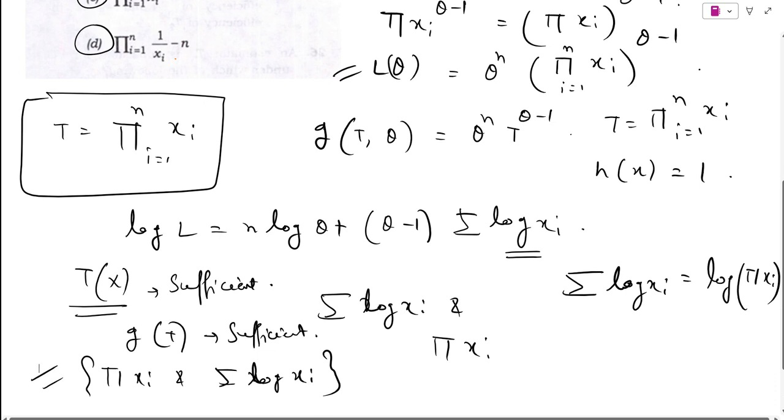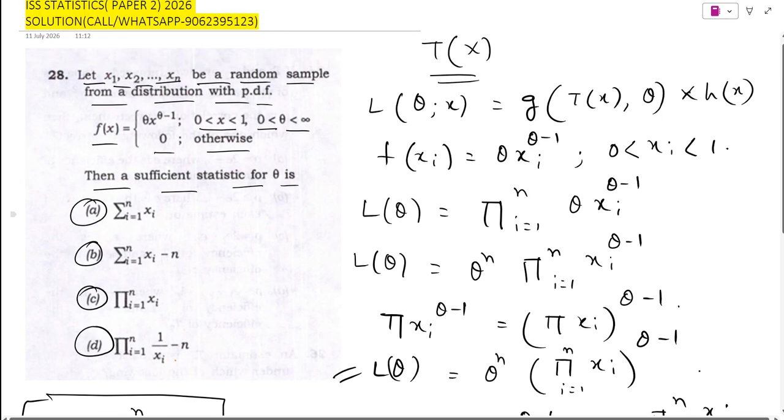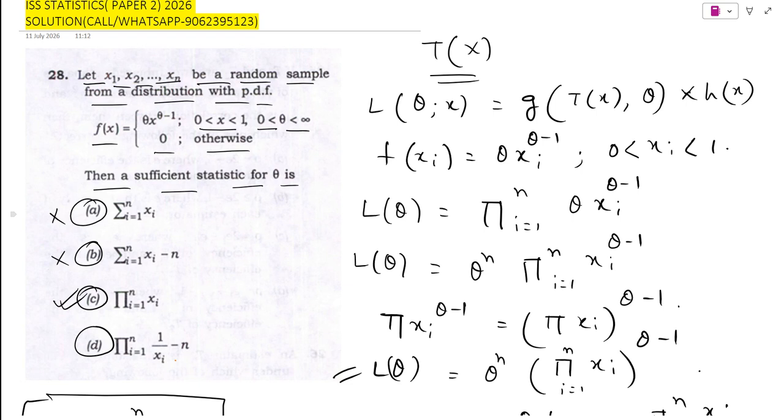Now come to our options. Option A: the likelihood does not depend on this quantity, so incorrect. Option B: subtracting n does not help, it is still not the statistic appearing in the likelihood, so incorrect. Option C: yes, this is correct. Option D: this is not a one-to-one transformation because of the subtraction by n, and it is not the natural statistic identified from the factorization, so this is also incorrect. So what will be our final answer? Option C is our final answer for this question.